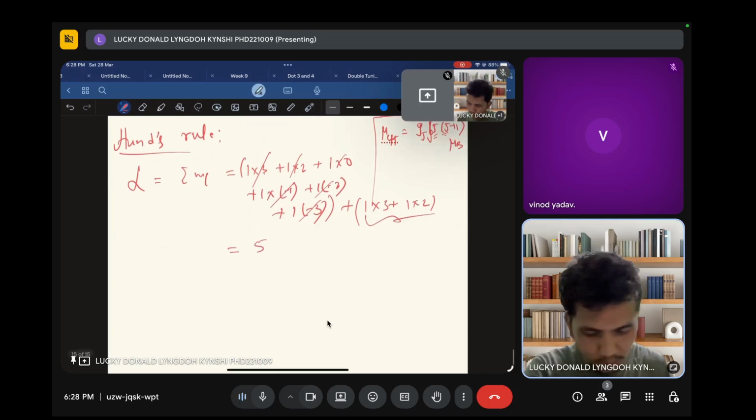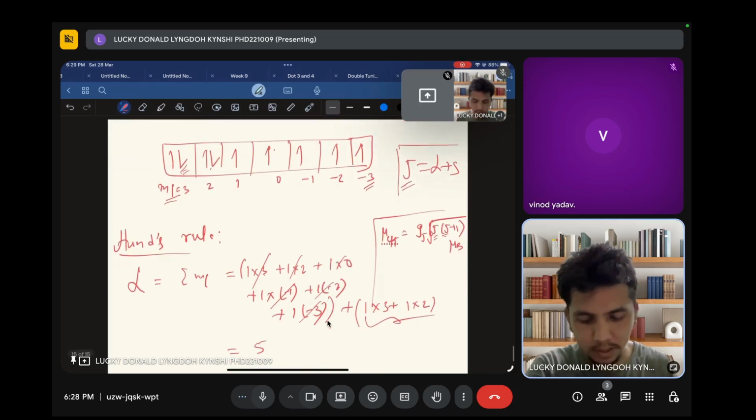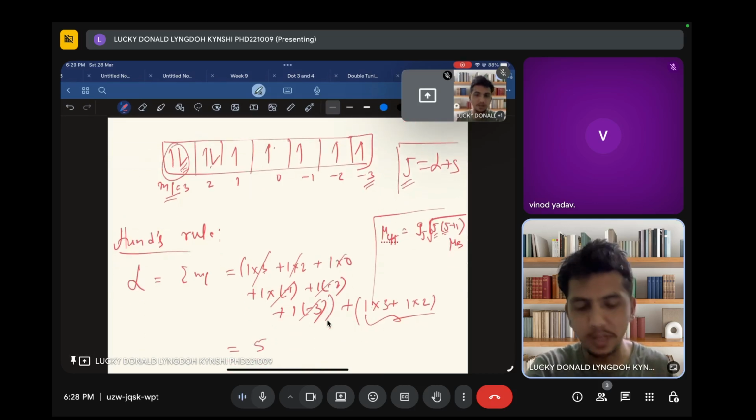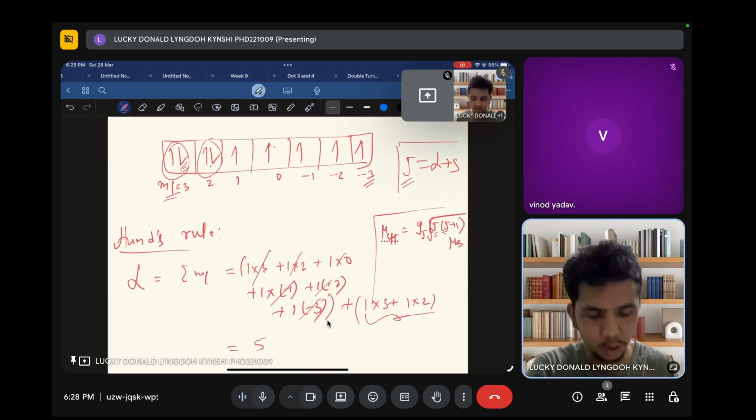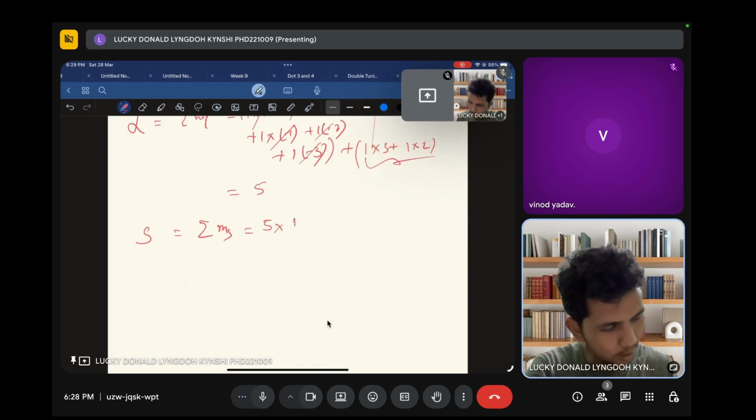Similarly, capital S is equal to the summation of ms. What does the summation of ms mean? How many spin halves are there? These will get cancelled, because plus half and minus half are already cancelled. You have 1, 2, 3, 4, 5, only 5 more. So you have 5 into spin half, and you will get 5 by 2. Okay, now you know both S and L. Then we have J equal to L plus S, which is equal to 5 plus 5 by 2, which is equal to 15 by 2.